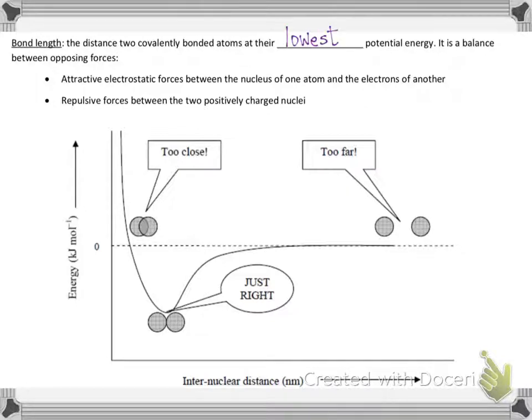So you'll often see this as a graph. So the internuclear distance, of course, is just the distance between the two nuclei in the bond. So at the lowest potential energy, that's the measured bond length. Any closer, and they'll start repulsing each other, but if they're far apart, then the attractive forces aren't being maximized.